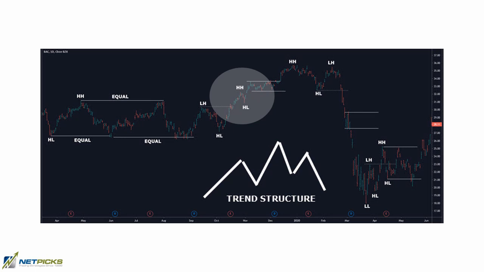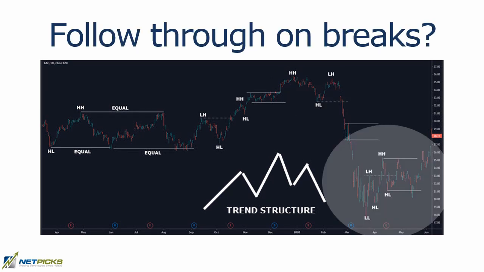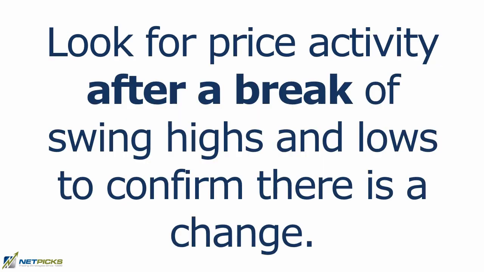Some traders will actually wait until the higher low is confirmed by a break of that high. So we see price drops through with momentum. We have a higher low, and then we have a lower high that's put in. So now we have a defined downtrend. So price will break through highs and lows, but then you have to determine if that break is a legitimate change of trend or just price probing the areas. And that's where looking for price activity after a break of a swing high or a swing low to confirm there is a change is pretty important.